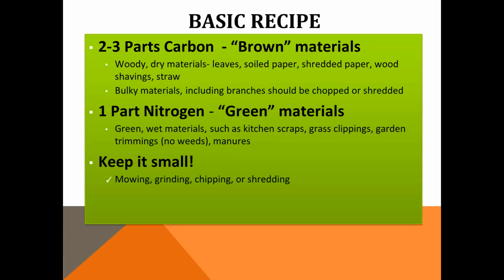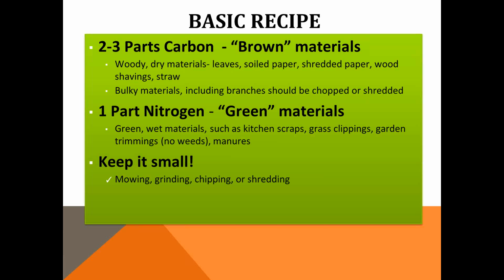So the basic composting recipe is 2 to 3 parts carbon. We love carbon because it's essential, in particular for managing food scraps. So for your carbon sources, I really recommend you get at least a small supply of sawdust, but also leaves, soil paper, shredded paper can do, wood shavings.